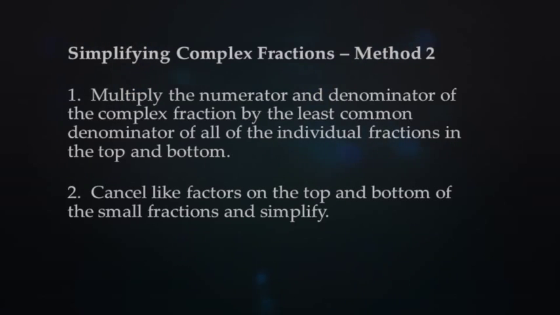To simplify complex fractions using this method, method number 2, step 1 is to multiply the numerator and denominator of the complex fraction by the least common denominator of all of the individual fractions in the top and the bottom. Step 2 is cancel like factors on the top and bottom of the small fractions, and then simplify the entire thing.